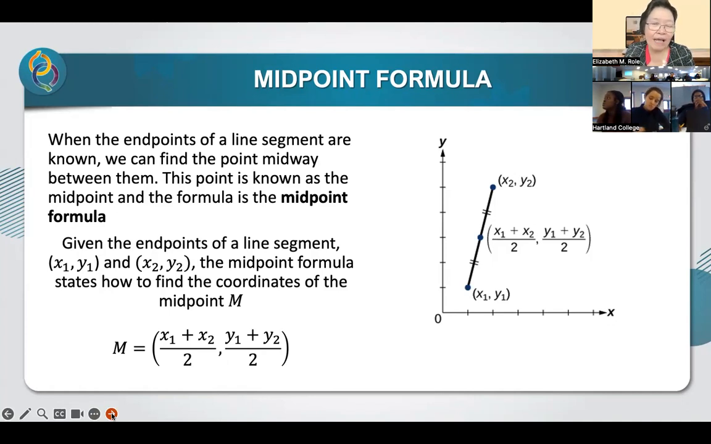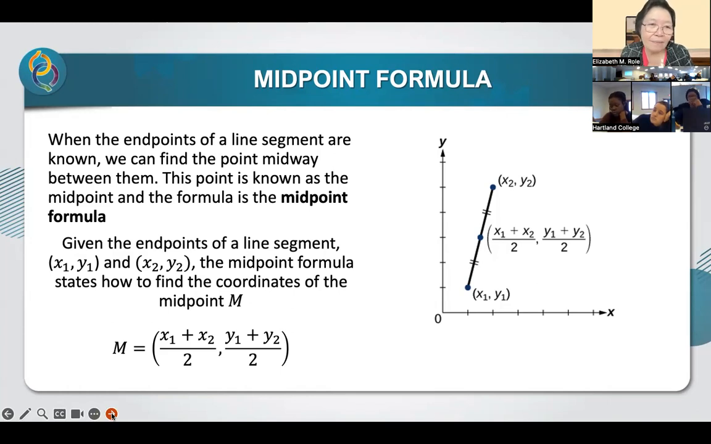So when you have endpoints of a line segment. When we talk of a line, we're talking of infinite from the left to the right. But when it's just a certain portion of a line, then we call this the line segment. And we want to find the midpoint. So you divide the distance between the x coordinates by 2, and the distance between y sub 1 and y sub 2 by 2.